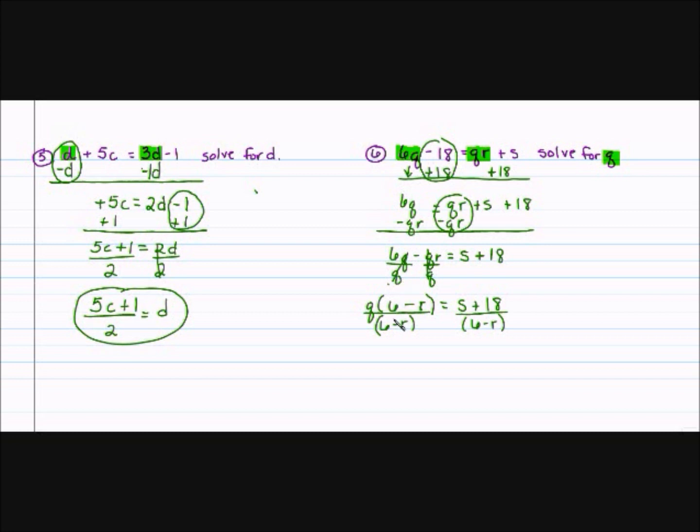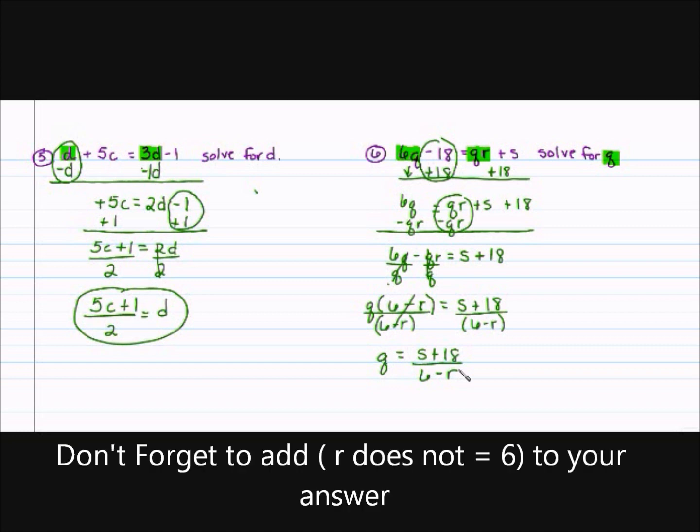Okay, here I want to actually separate the q from the 6 minus r. So that equals 1. I'm left with q equals s plus 18 divided by 6 minus r. Notice there's only addition and subtraction, so I can't reduce the 18 and the 6. Okay? It says 6 minus r. If it was just 6, then I could reduce. But since it's 6 minus r, I cannot reduce.